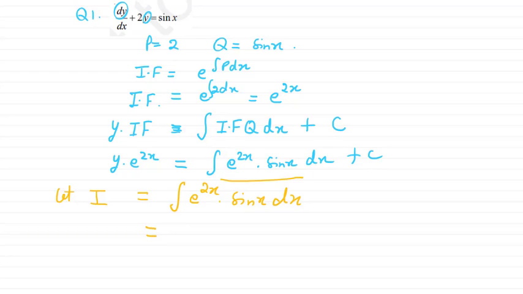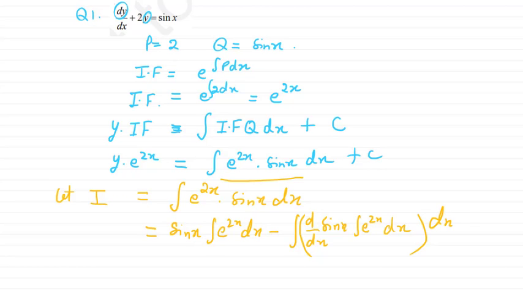here we will use integration by parts. So here you can use the ILATE rule. So ILATE says like first we will take the sin x. So sin x integration of e to the power 2x dx and minus differentiation of the first function, that is sin x, then integration of the second function, and then integration of whole plus c.